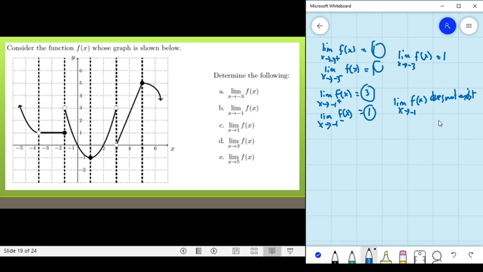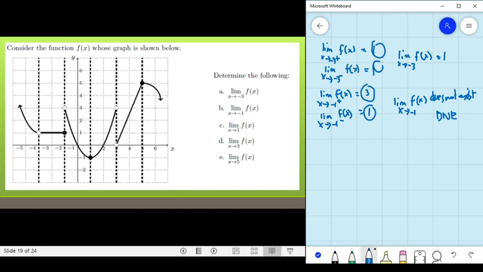Okay, or D in E. No. Okay, so C, from the right of 1 is negative 1, and from the left of 1 is negative 1 also. So the answer, the limit of f of x as x approaches 1 is negative 1.